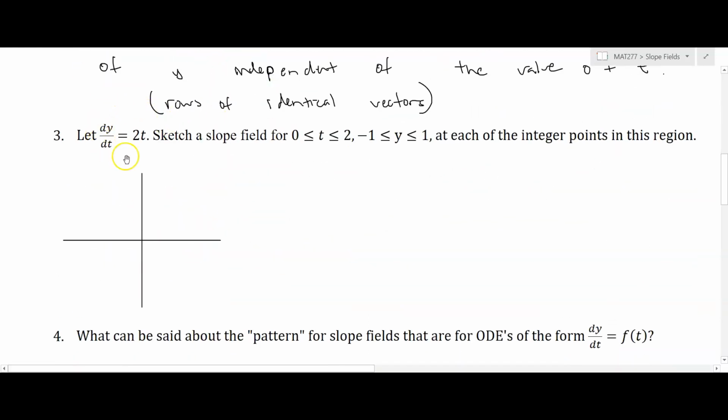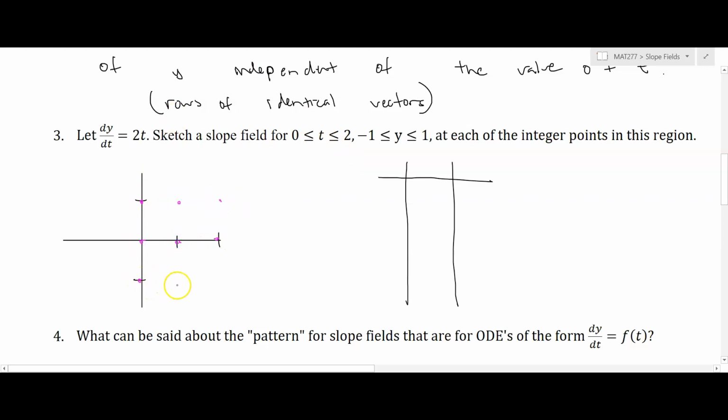Let's also take a look at one that depends exclusively on t. And this is something that we would have seen in our Calculus 1 class. And once again, let's just go ahead and look at these for t between 0 and 2 and y between -1 and 1. So once again, we're basically going to be looking at the slope at 9 different points.